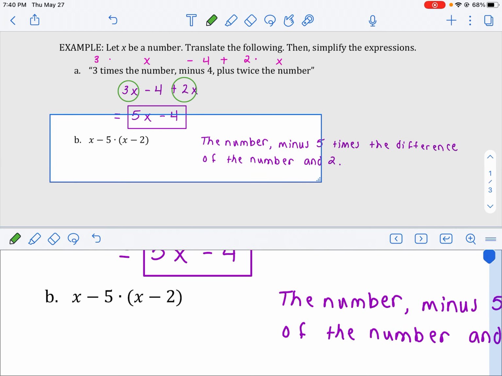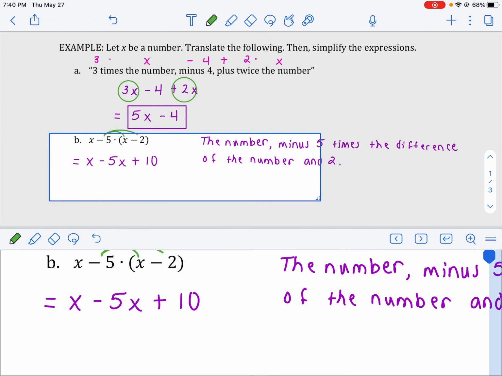Let's simplify it. So we've got 5 times a quantity. We want to get rid of those parentheses, so we needed to distribute that negative 5. So I'll carry down the x, and then we've got negative 5 times x, so negative 5x. And we've got negative 5 times negative 2, which makes a positive 10.